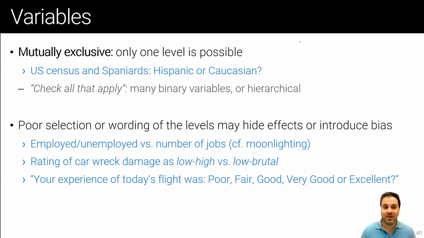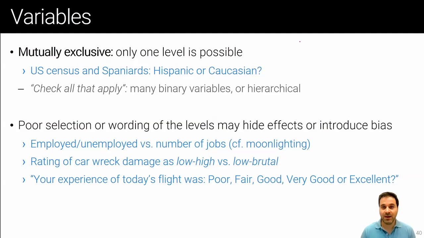In these cases, you could say just check all that apply. And then what's going to happen in the analysis is that instead of having one categorical variable with all the possible answers, we have one binary categorical variable for each of the levels. So we will have one for Hispanic, yes or no, one for Caucasian, yes or no, one for African American, yes or no, etc., etc. And it's very important to be careful with the actual words we use for these levels, because there are cases in which just a poor selection of the wording or the actual levels may hide effects or introduce bias.